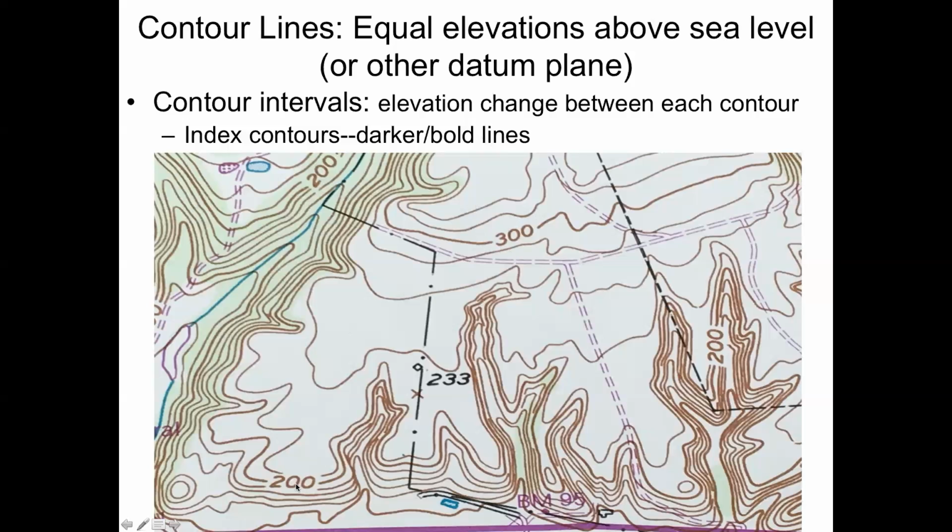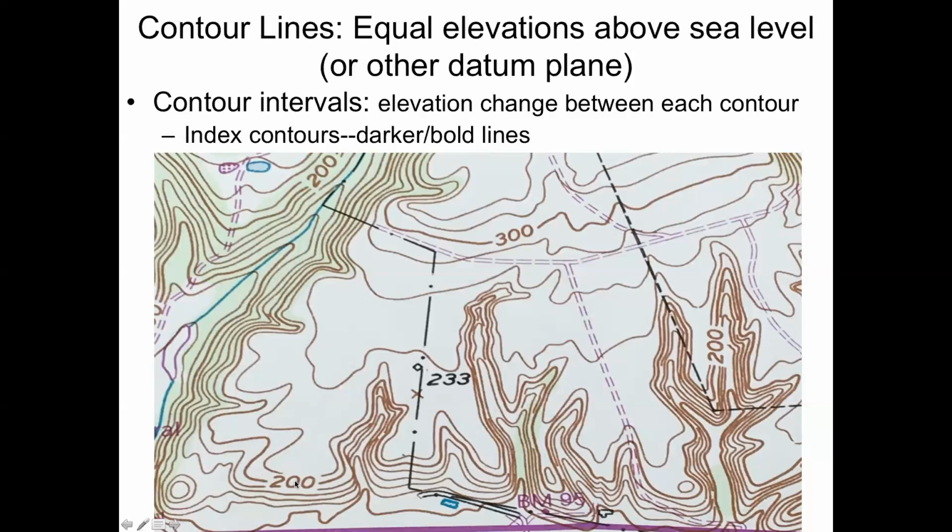The 200-foot contour line is also a bit thicker than the other contour lines around it and darker. So these are known as index contours, and they do indeed have a value noted on the line. So this is a 300-foot index contour line. This is the 200-foot index contour line. But what if we wanted to know what the elevation is of this contour line, or this one, or this one? How could we figure it out?